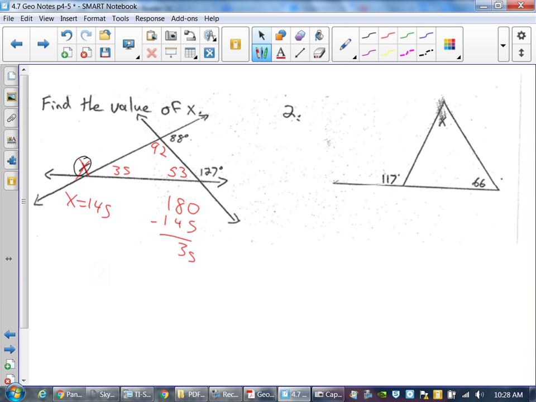Okay. So again, back to here. Remember, these two are supplementary. These two are supplementary. These two are supplementary. That's all it is. You're just using supplementary angles. You do the same thing with the next one.